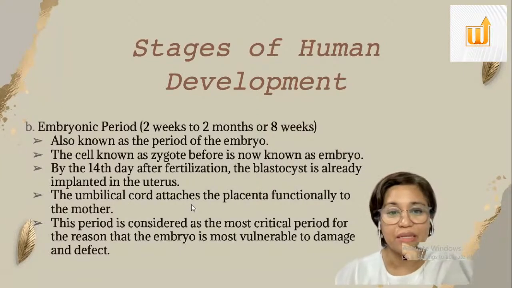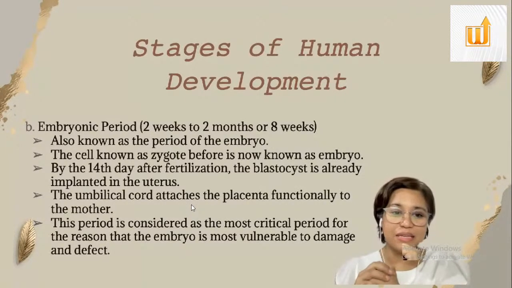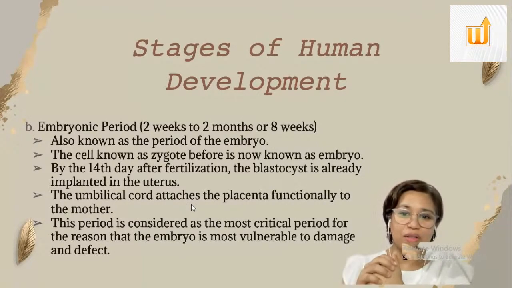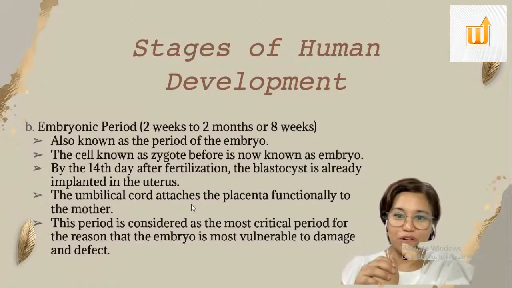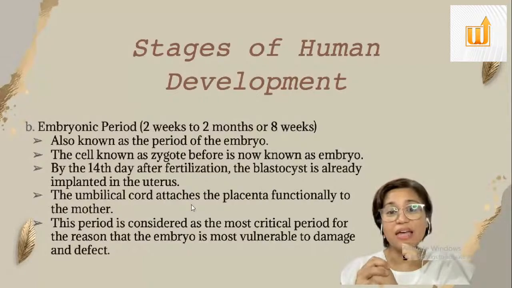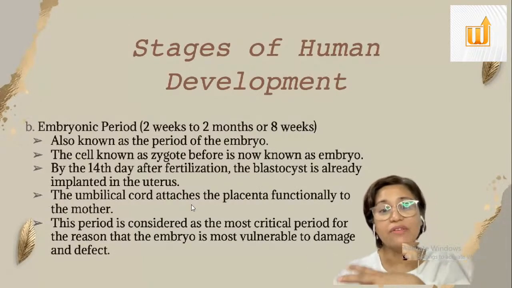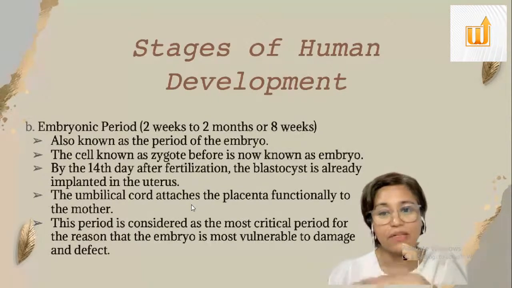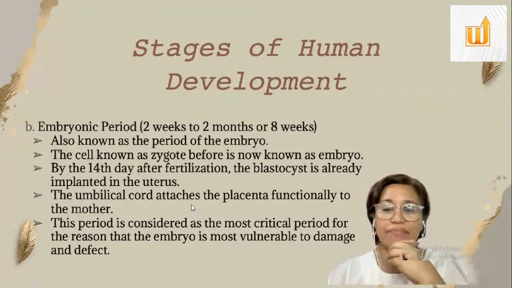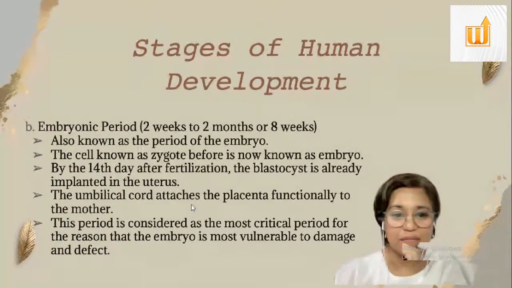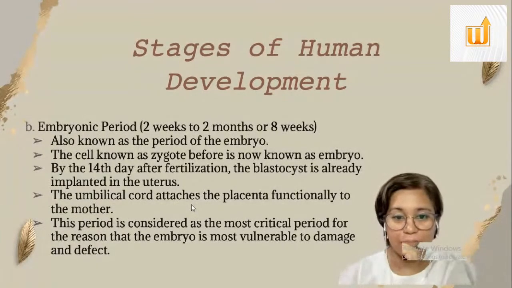It's called the period of the embryo. Of course, this is what we call the embryonic period or embryonic stage. The cell, which is known as the zygote, becomes an embryo. Okay, by the 14th day after the fertilization, there is a blastocyst, and the cell is already implanted in the uterus. No? So the zygote is already implanted there.